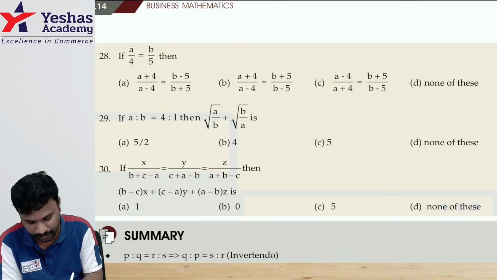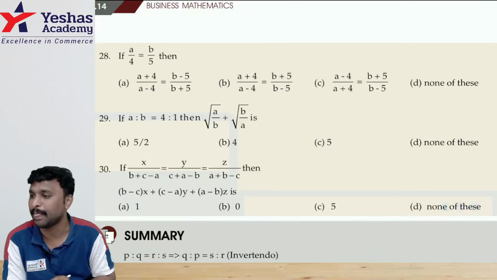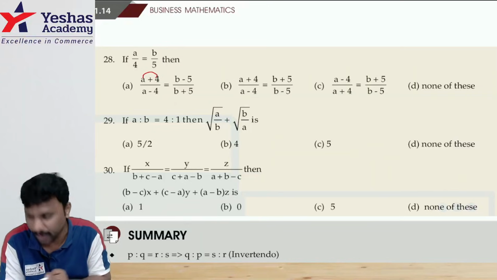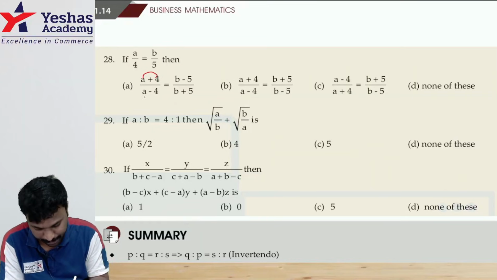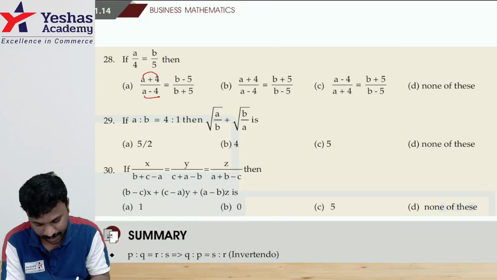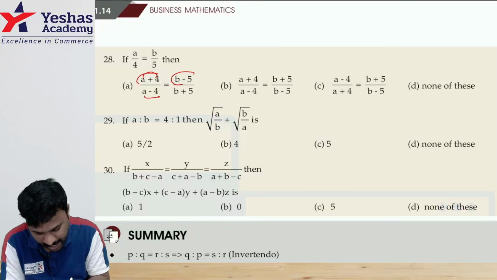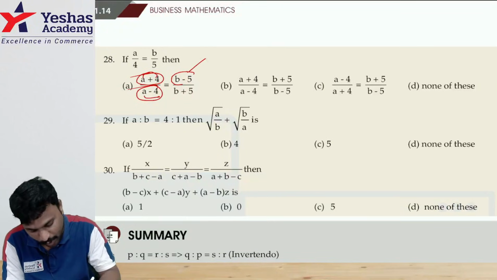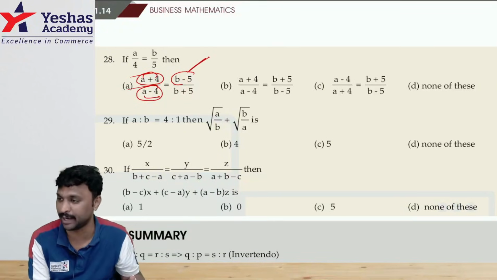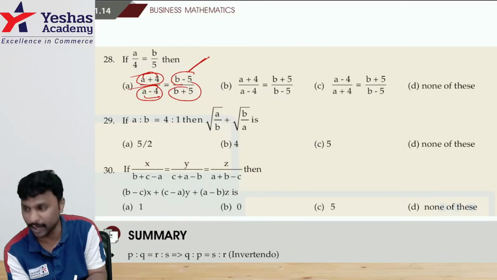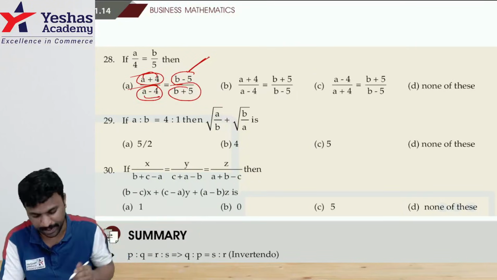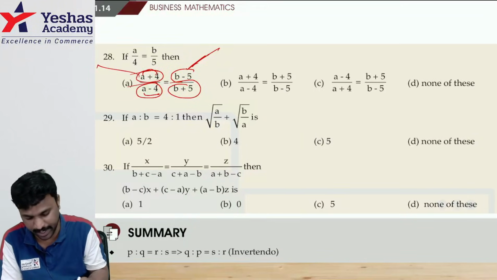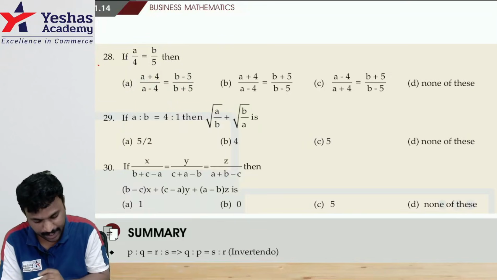If A by 4 is equal to B by 5, then which of these options is correct? Guys, if you look at the first option, A plus 4, componendo, A minus 4, dividendo. Here, if you have done componendo in the numerator and dividendo in the denominator, it should be componendo in the numerator of the right hand side, and dividendo in the denominator. But here the numerator is componendo, here the numerator is dividendo. It's not the correct property. You understood? Look at the second one.